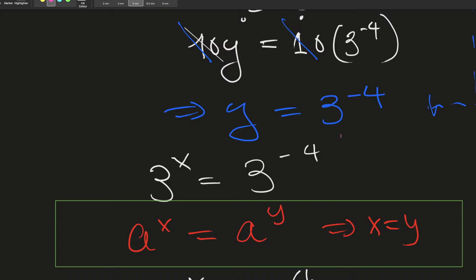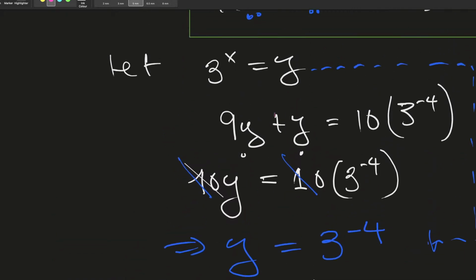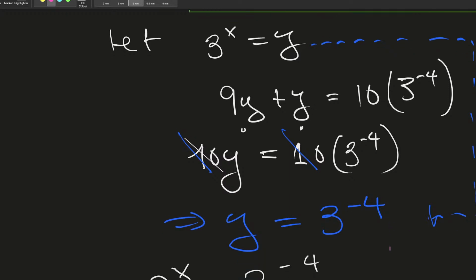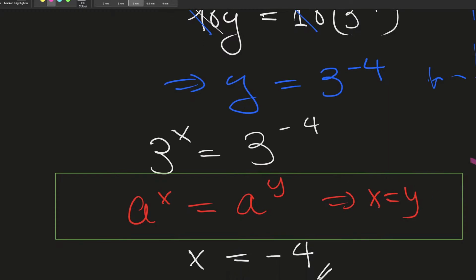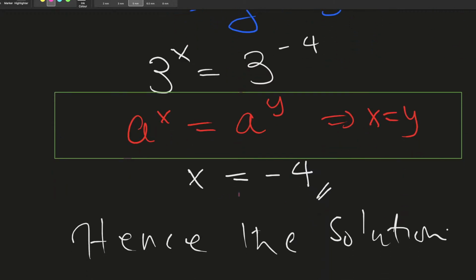Then we brought the y back from here. Then we have 3 raised to the power x is equal to 3 raised to the power -4. Then we apply this property once again, which is the equal property of indices. You see over here we have 3 equals 3, which is the same as a equals a. But on top, the indices sitting on top, here we have x and here we have -4. So that means we can say that x equals y. That is why we confidently say that x equals -4.